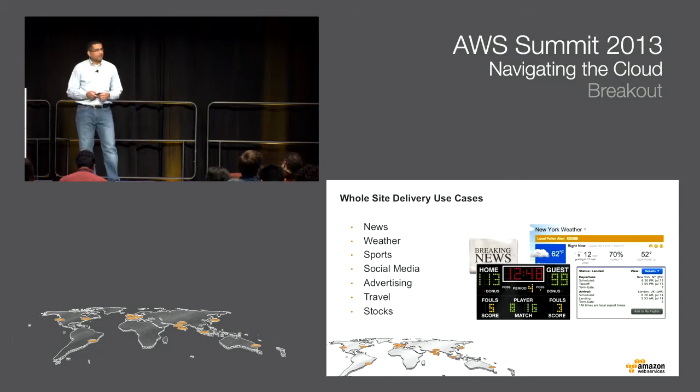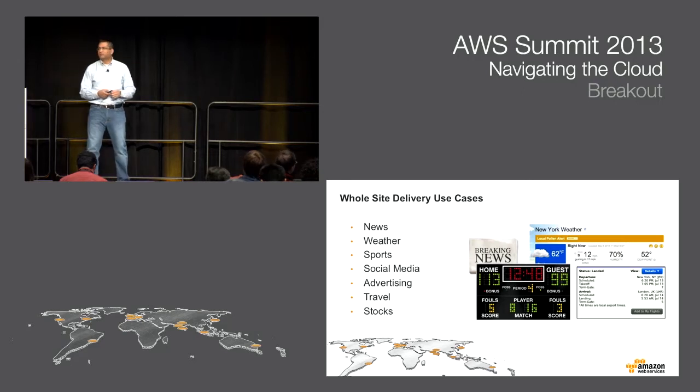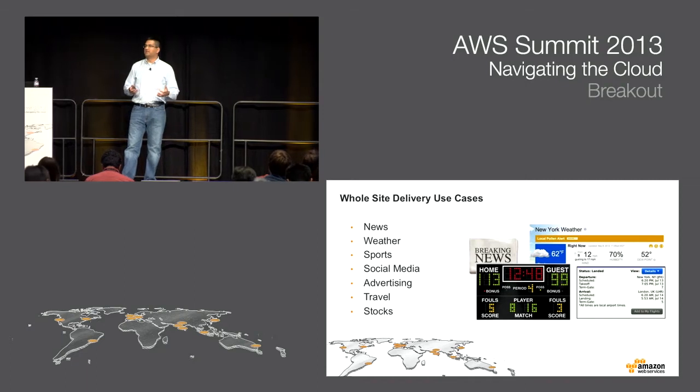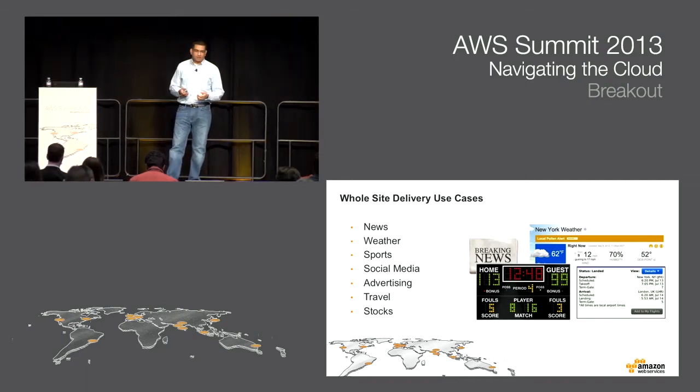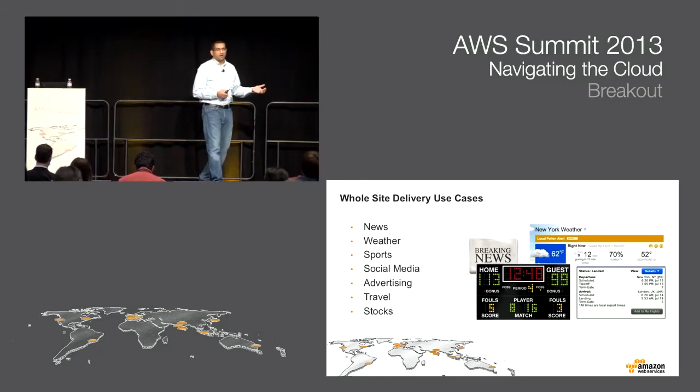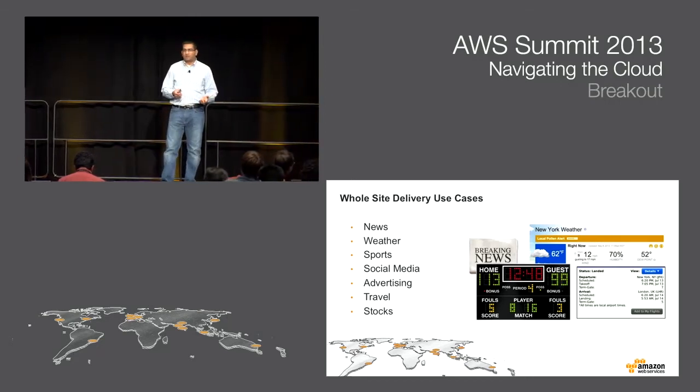So before we dive deep into some of those optimizations and features, I wanted to talk about a few use cases where we see lots of different customers using whole site delivery with Amazon CloudFront. News is a popular use case, and Stephen is going to talk a little bit more about that from Toronto Star and how Toronto Star is using CloudFront's whole site delivery features to deliver their entire news website.